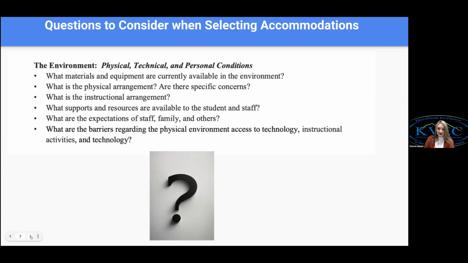Now we have one-to-one devices, right? We have lots of technology. There's lots of things that we have. We also want to think about what kind of barriers they might have. Is there some limited access to technology? Is there access to internet? Can you get to the computer lab? Do they have one-to-one devices? And now we're much more fortunate because we do have that opportunity for kids to have those devices, but those are always something we want to think about.